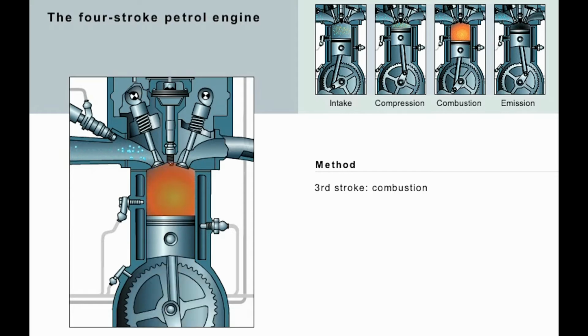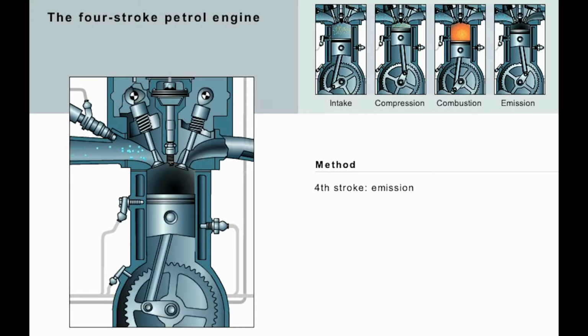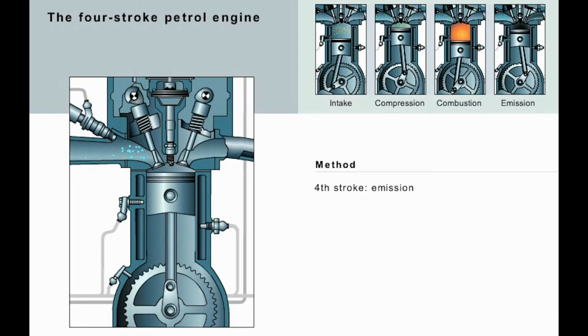The explosive combustion of the mixture moves the piston down. This releases the torque that acts on the crankshaft, third stroke. The combusted mixture is emitted when the piston moves upwards again, fourth stroke.